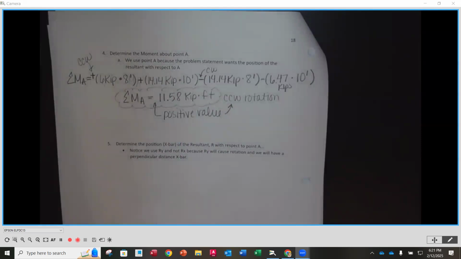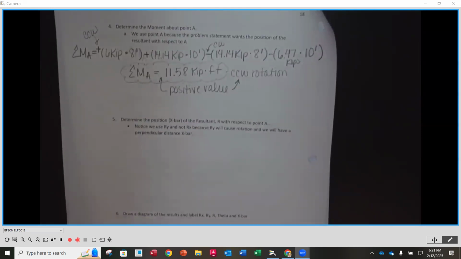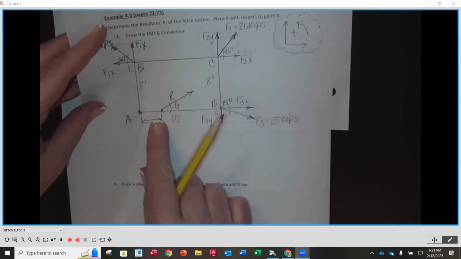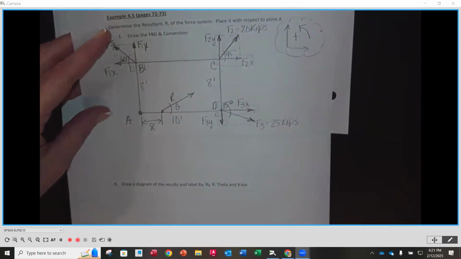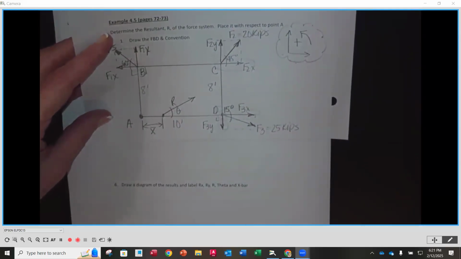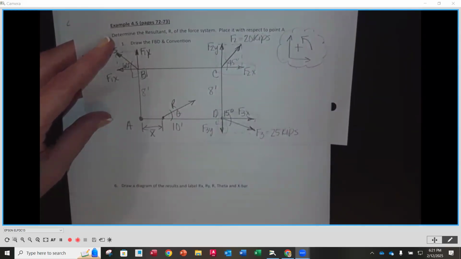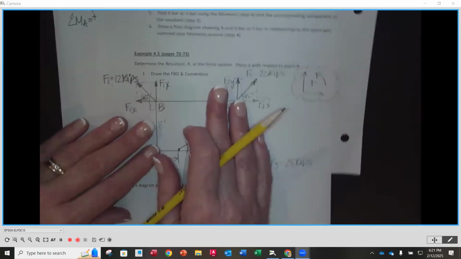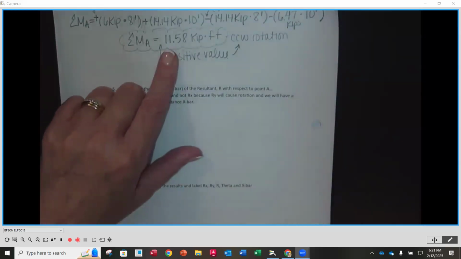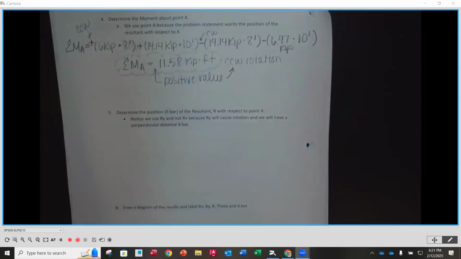All right. So good. Any questions so far? We've got two more steps. The next step, we want to determine the position of X bar, okay? So as we look back over here, remember we drew this little diagram here. We know how much the resultant is. We know its magnitude. We know its direction. It's going up and to the right at that angle theta. But now we want to place it along a line, along A there, so that it has the same net effect on the body. It has the same net effect of 11.58 kip feet, okay, as that moment.